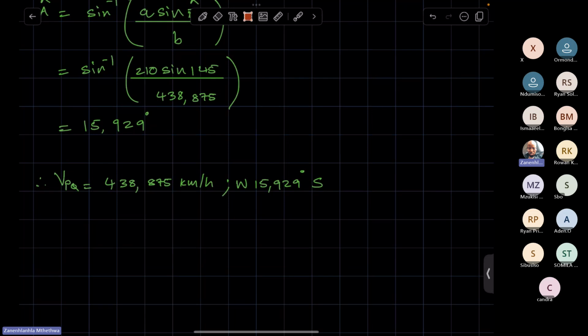And then the question will now be complete. Right. So in calculating the relative velocity, you must always state both the magnitude and direction. So this is the last step that we want to see there. Are we clear?